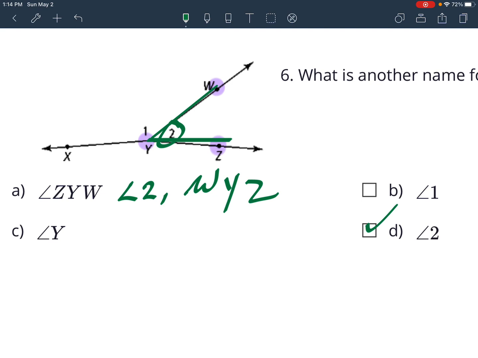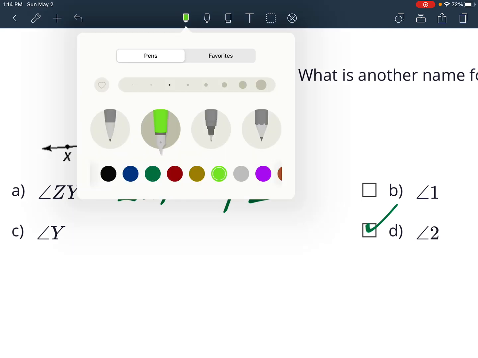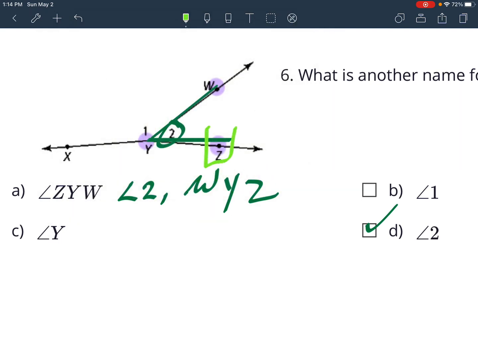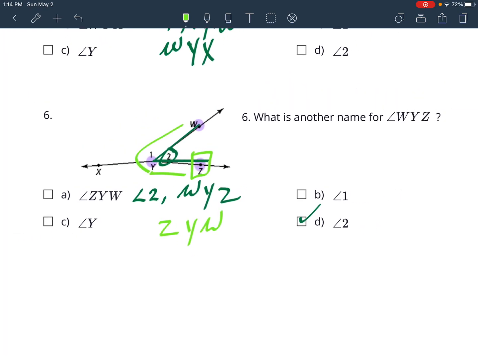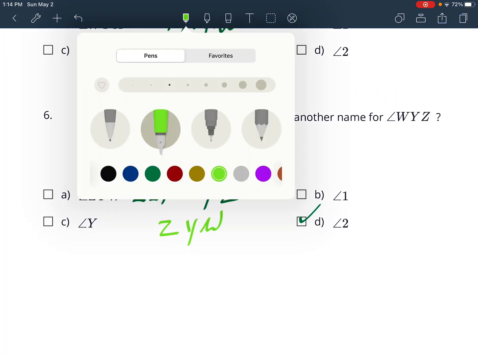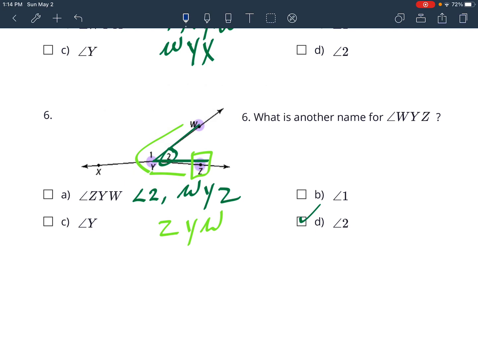And then if you don't start at the W, start at the Z, follow the line back to Y, and then follow it back to the W. So we already used W, Y, Z. I used number 2, so I need Z, Y, W right there. So letter A. So letter A and letter D.